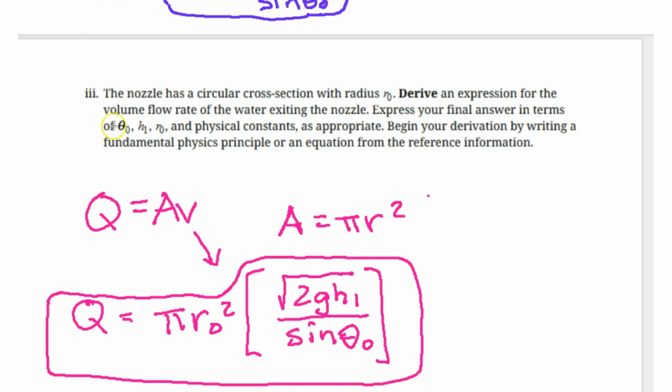The equation for volume flow rate is Q is equal to A times V. A is the cross-sectional area, and area is equal to pi r squared. So we can substitute this in for area, and then for V, we're going to substitute what we just solved. So the volume flow rate is equal to pi r naught squared times square root 2gh1 divided by sine theta naught.